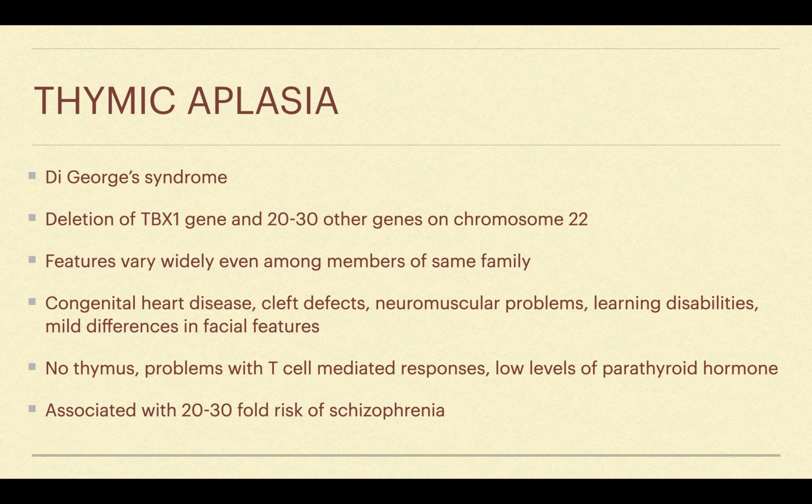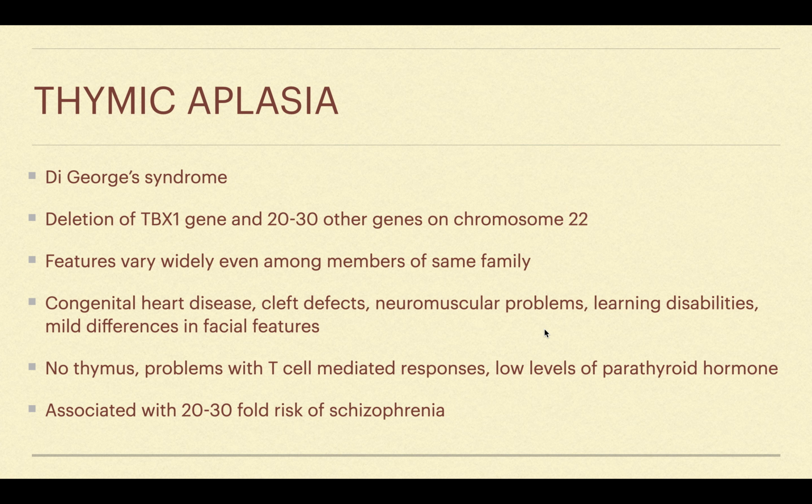Thymic aplasia means that the thymus is not developed. It's called DiGeorge syndrome, and it's the deletion of, importantly, the TBX1 gene, that's the thymus gene, and 20 to 30 other genes on chromosome 22. The features vary widely, even among members of the same family. So this is a little bit genetically linked.